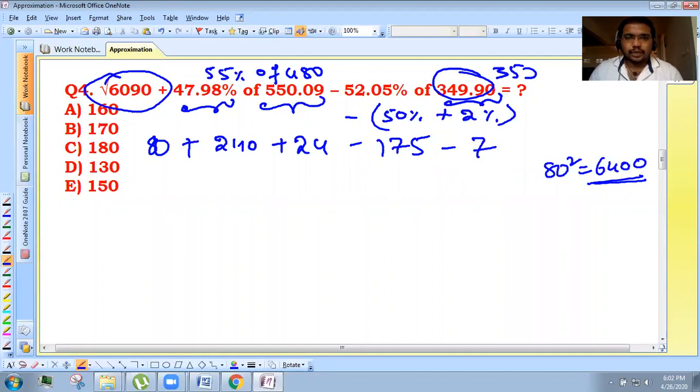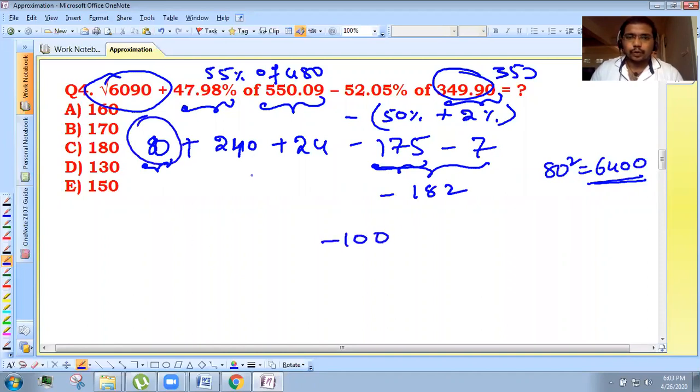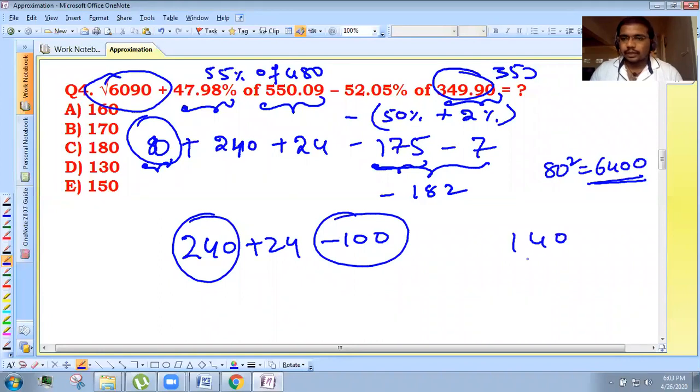So that's it. This value, if you are taking like this, 80 minus 175. Otherwise, if you are adding these two values, then you will get 182 minus, right? But this is also 80, then minus 100. 240 plus 24 minus 100, in your mind, not on paper. 240 minus 100 is what? 140. Plus 24 you are adding extra, 164. Then the answer is A. Your answer will not change if you are taking approximately one or two values in difference.